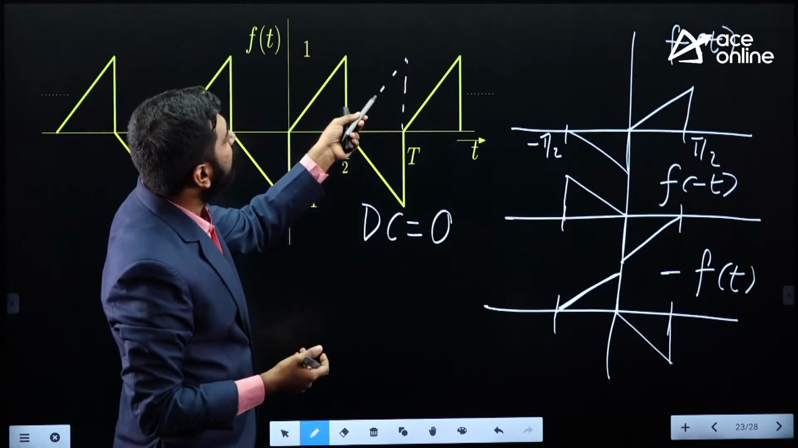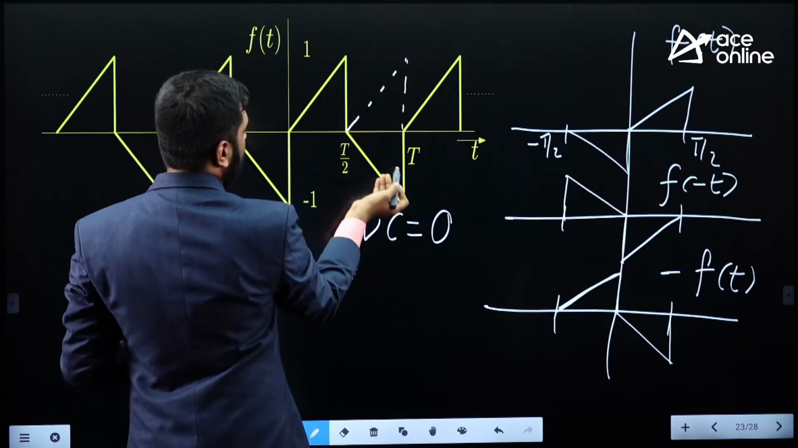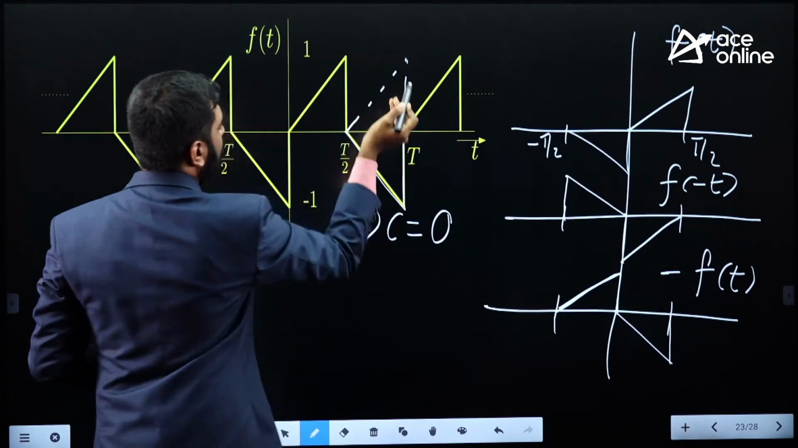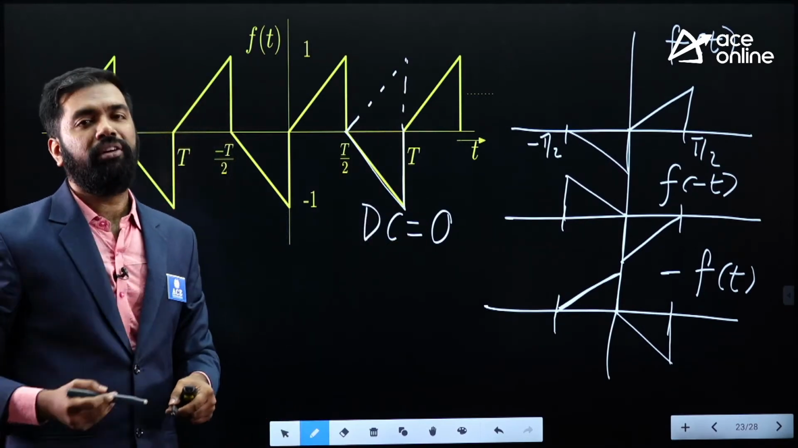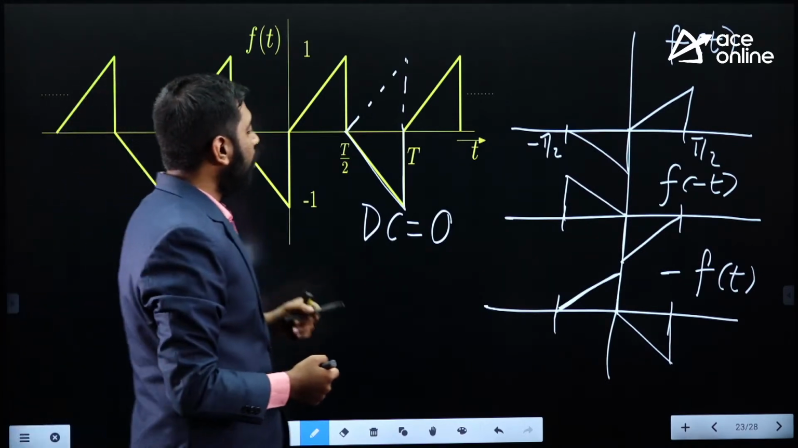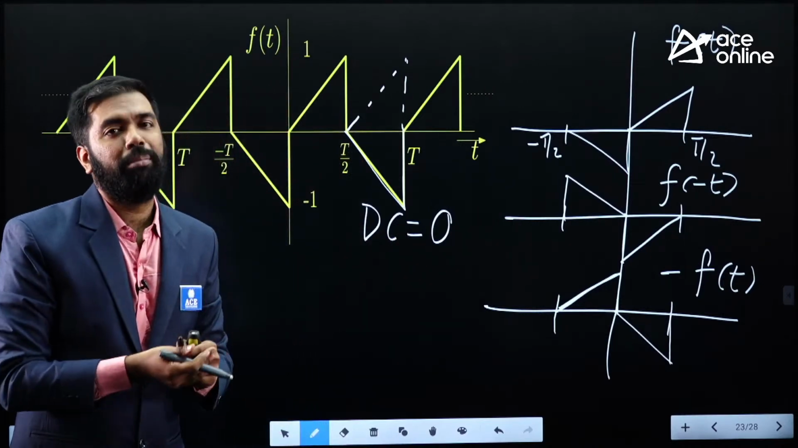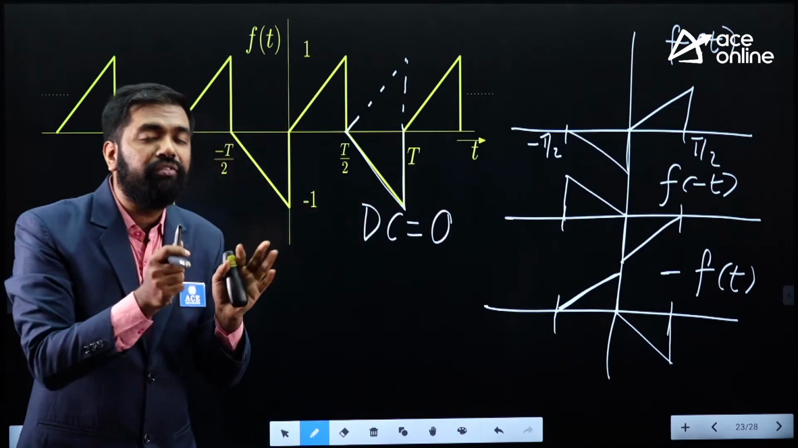I have to rotate this about x-axis. When I rotate this about x-axis, this exactly overlaps with this. That means it has got half wave symmetry. So what next? When it has half wave symmetry, what happens? This is neither even nor odd, but it has got half wave symmetry.